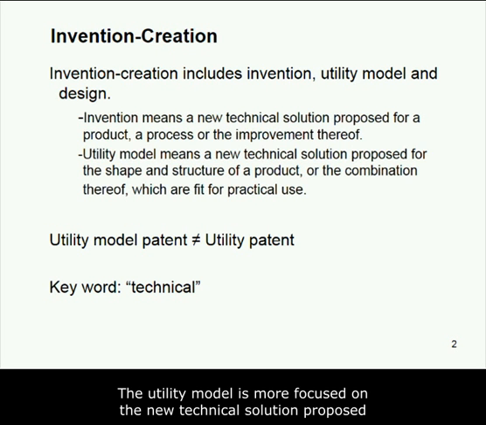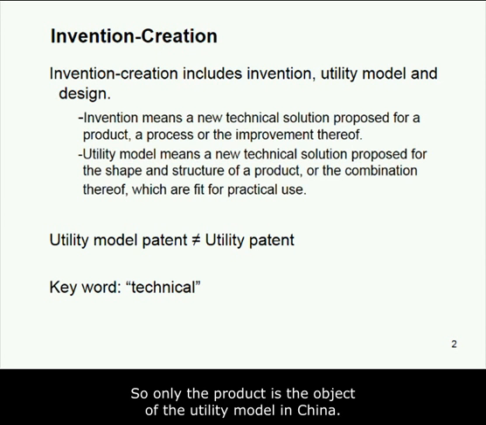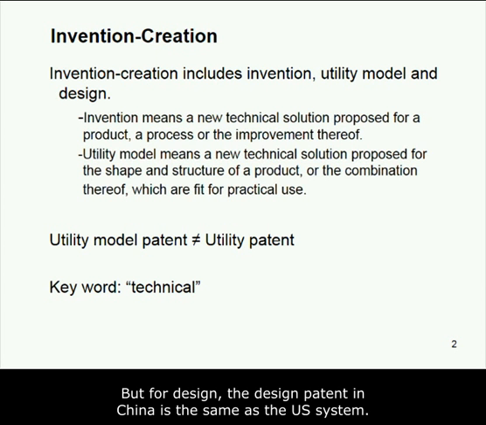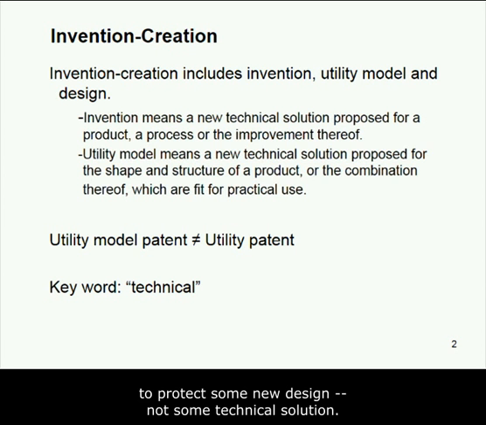The utility model is more focused on the new technical solution proposed for the shape and structure of a product. So only product is the object of the utility model in China. There is no method utility model here in China. So that's a very big difference. But for design, a design patent in China is the same as that of the U.S. system, because design patent is only used to protect some new design, not some technical solution.